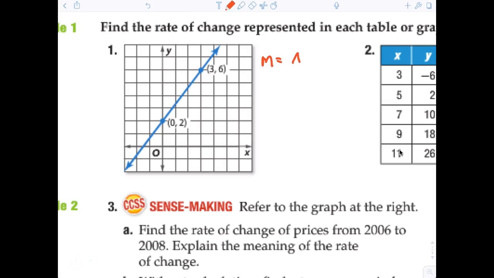M equals delta y over delta x. Now, there are 3 ways that you're going to be able to find the slope. One is from a graph, another is from a table, and another is from 2 points. Right now, we're trying to find the slope given a graph.